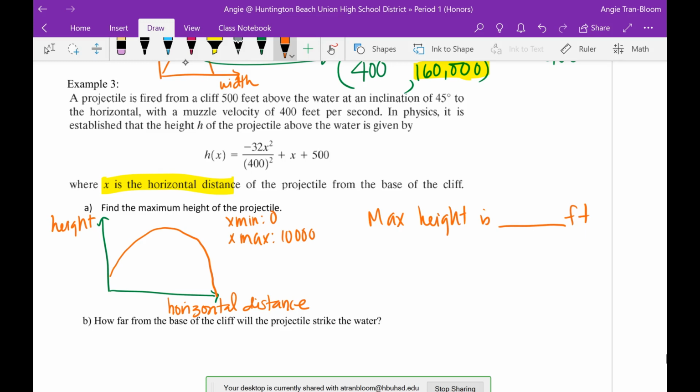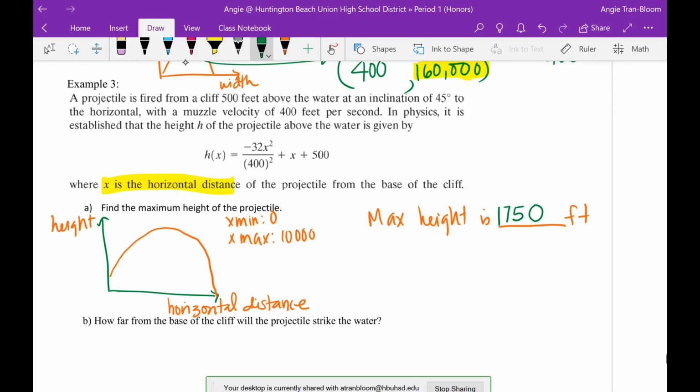So max height is, okay. Ashley B, what's your max height, dear? 1,750. So 1,750 feet. Someone confirm that for me? Yeah? Okay.